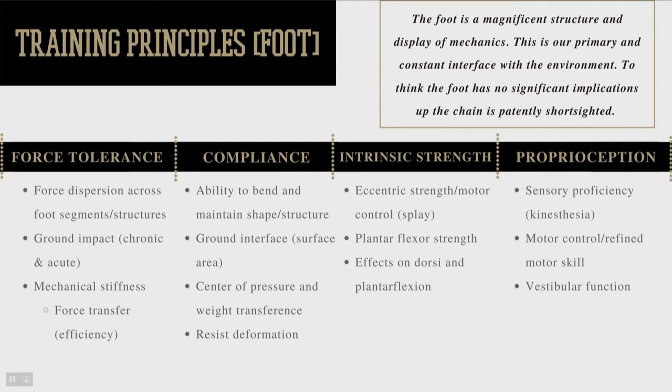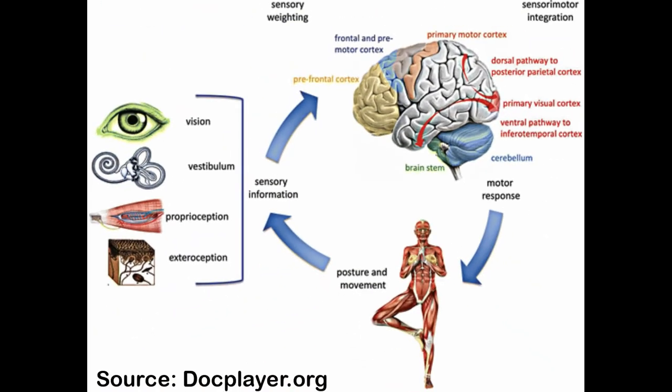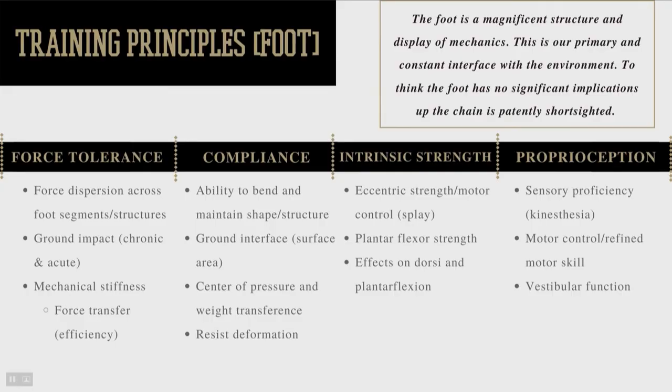Proprioception, another one we've spoken about pretty good now, but our sensory proficiency or our ability to detect ourselves in space. This is something that's going to rely heavily on motor control and kind of refined motor skill of the foot. And another thing with the proprioception is the vestibular component. When we're talking about vestibular components, we're thinking about the eyes, the ears, and the foot, and really our ability to orient in space and then maintain or execute a movement or provide stability.